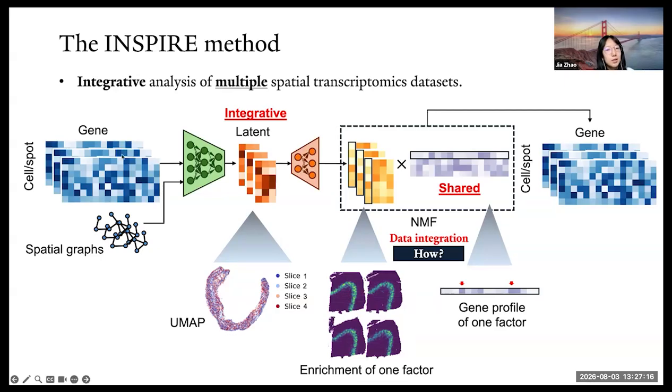When we develop the method, we share the same feeling. So we start with multiple inputs. Here we have 4 sections, so we have 4 big matrices for gene expression. And of course, for each section, we can also build a spatial graph.